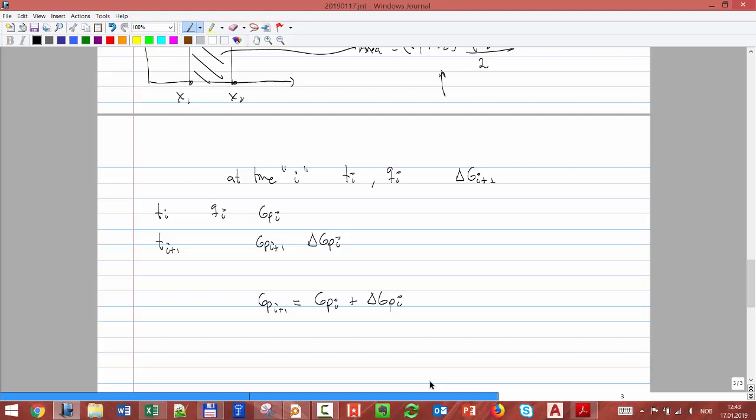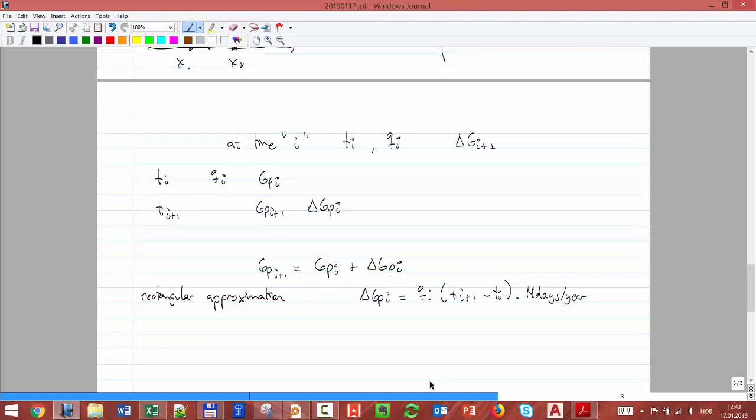So in the rectangular approximation, we have said that delta GPi will simply be Qi times Ti plus 1 minus Ti multiplied by the number of days per year, right? That's what we did last class. Now our new proposal, we are saying that delta GPi is Qi plus Qi plus 1 times Ti plus 1 minus Ti divided by 2, right? And we said that's going to solve all of your problems, that's going to make you a happy person. What is the problem there? How do I calculate this Qi plus 1?